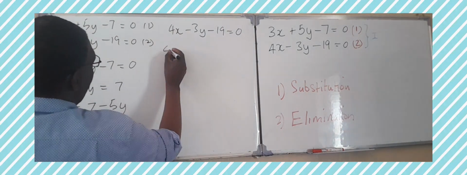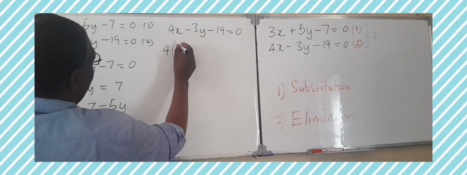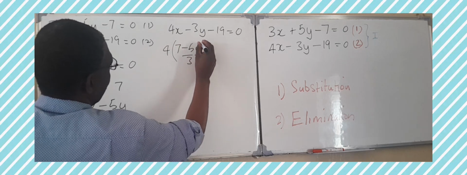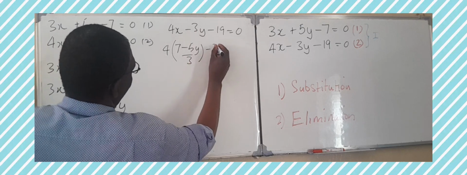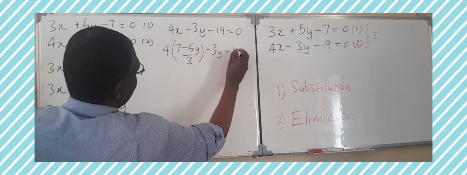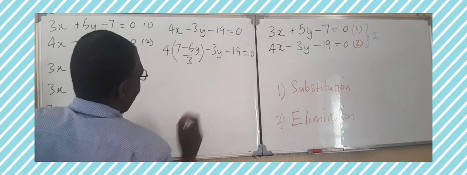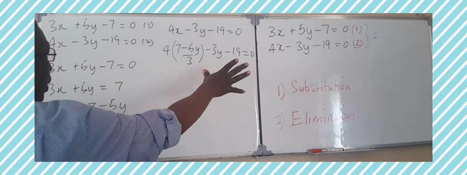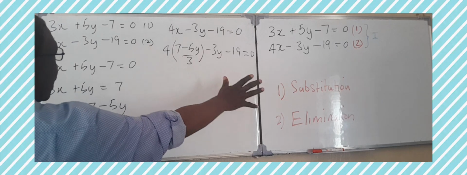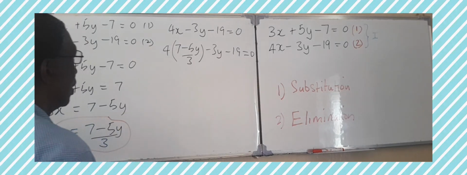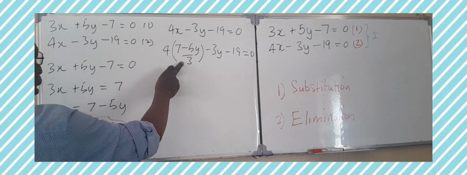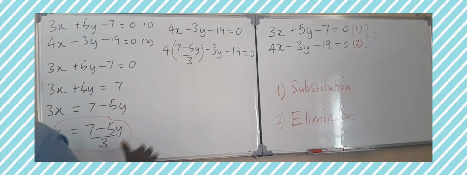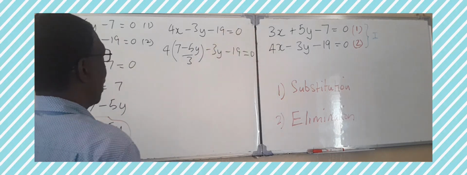So I will write 4 brackets 7 minus 5y divided by 3 minus this 3y minus this 19 is equal to 0. Now, can you see now we no longer have an x in this equation that we have formed. Everything now is in terms of y. Now, we do have a fraction here, and I hate fractions. How are we going to get rid of this fraction? Let's multiply everything by 3.